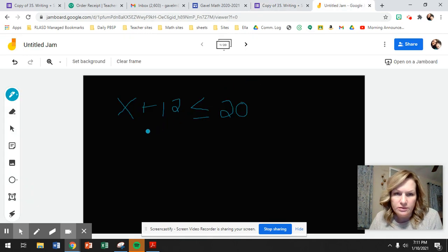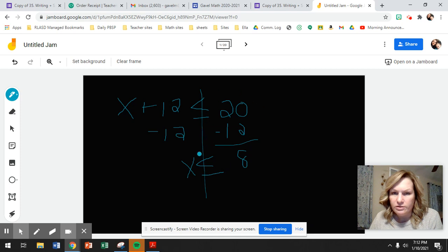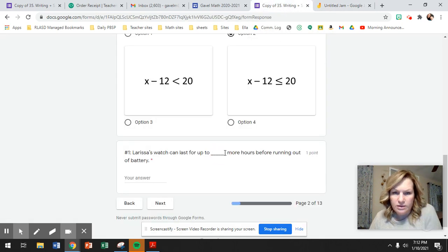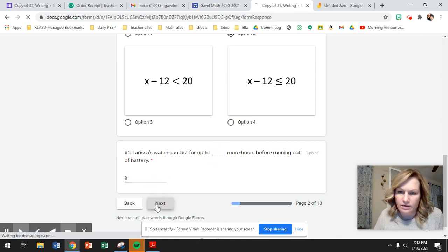Well, I have to solve this. So I have to subtract 12 from both sides. 20 minus 12 is 8. So she has 8 or less hours. So x is less than or equal to 8. So here I'm going to put 8. And I go next.